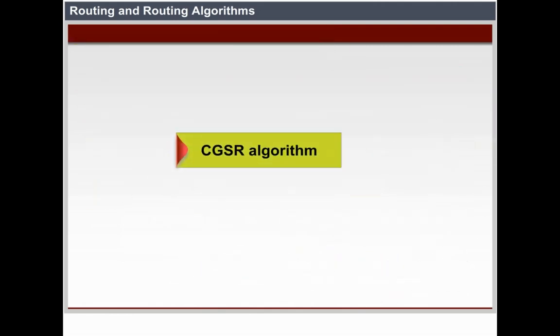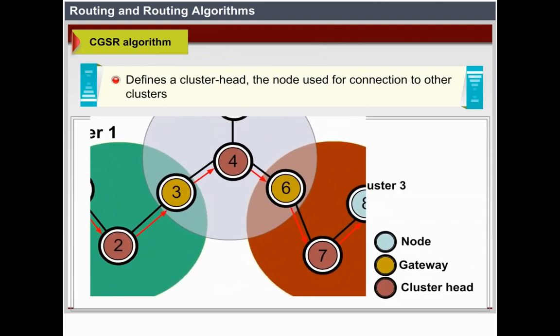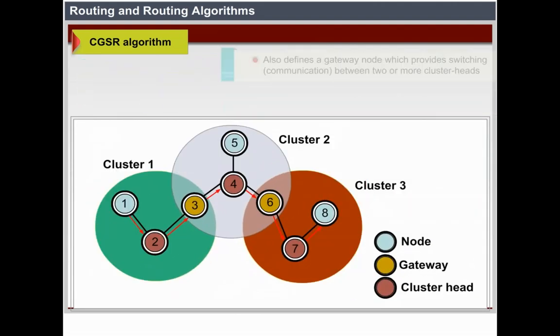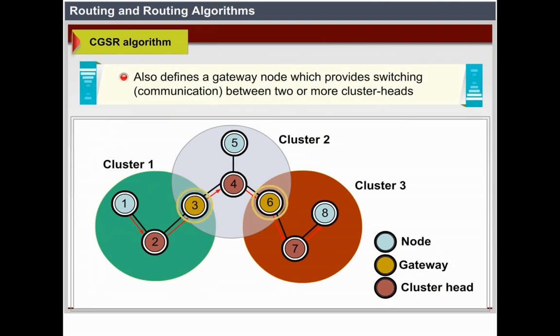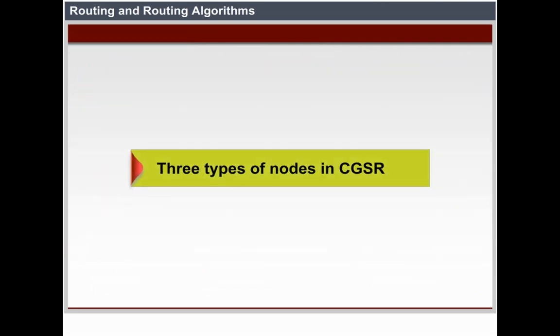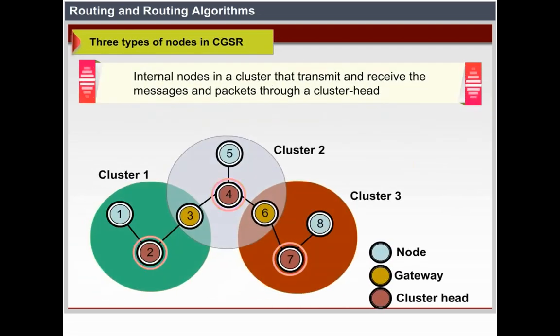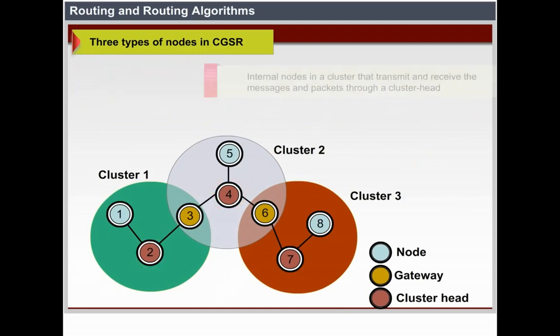The CGSR algorithm defines a cluster head, the node used for connection to other clusters. It also defines a gateway node, which provides switching and communication between two or more cluster heads. There are three types of nodes in CGSR. Internal nodes in a cluster transmit and receive the messages and packets through a cluster head.